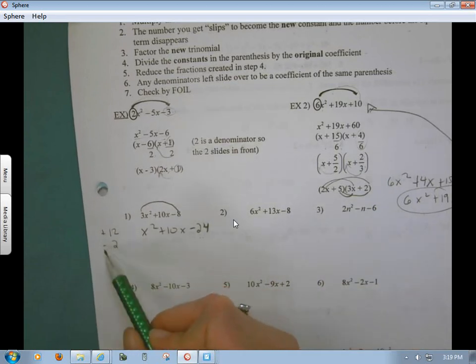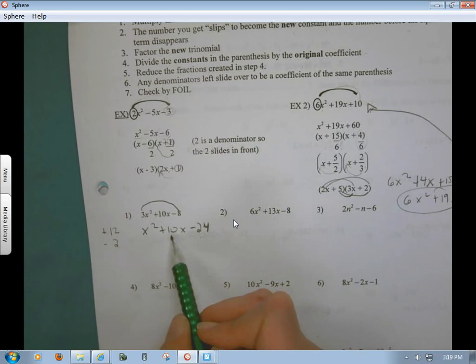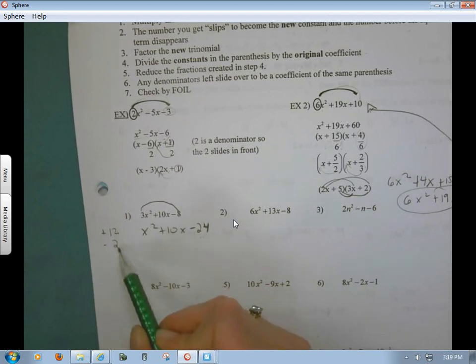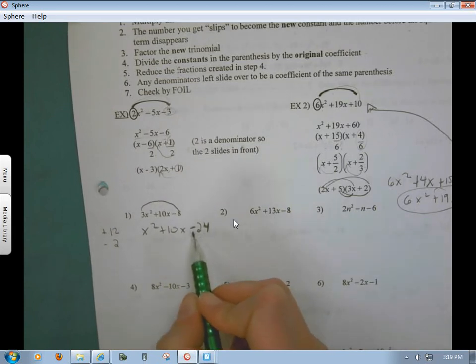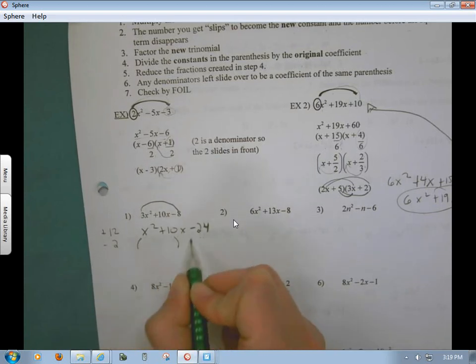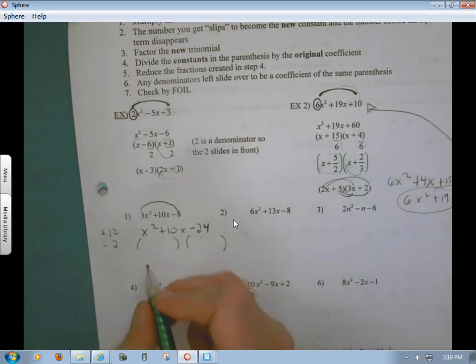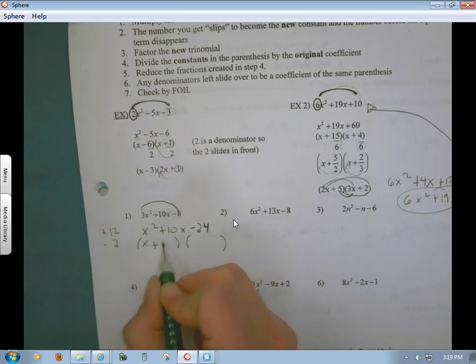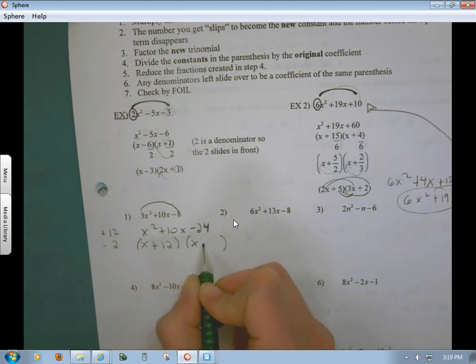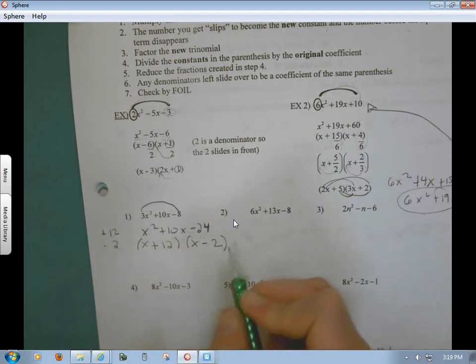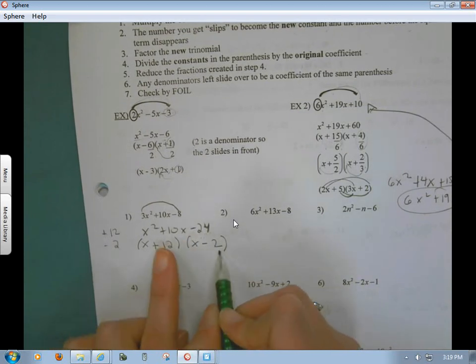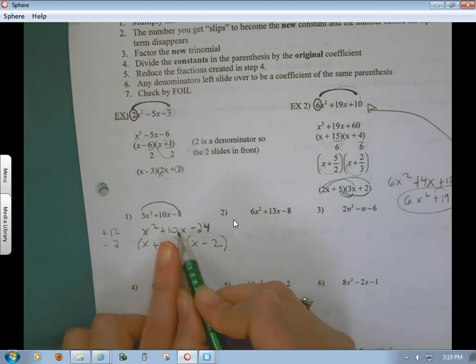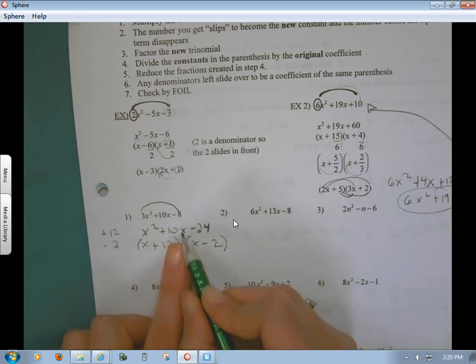Positive 12 plus a negative 2 gives me 10. Positive 12 times negative 2 gives me negative 24. That's from our last lesson. So I'm going to write that out just like I would in our last lesson. X plus 12, x minus 2. So again, negative 2 times 12 is negative 24. 12 minus 2 is 10, or 12 plus negative 2 is 10.